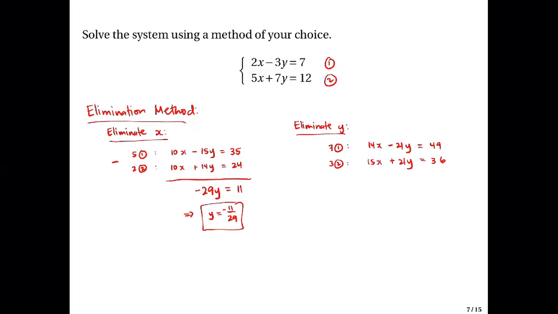And then we can add the two equations here. So we will be able to eliminate this term here and this term here. So adding, we will have 29x equal to 85. And therefore, we will have x equals 85/29. So this is the value for x.